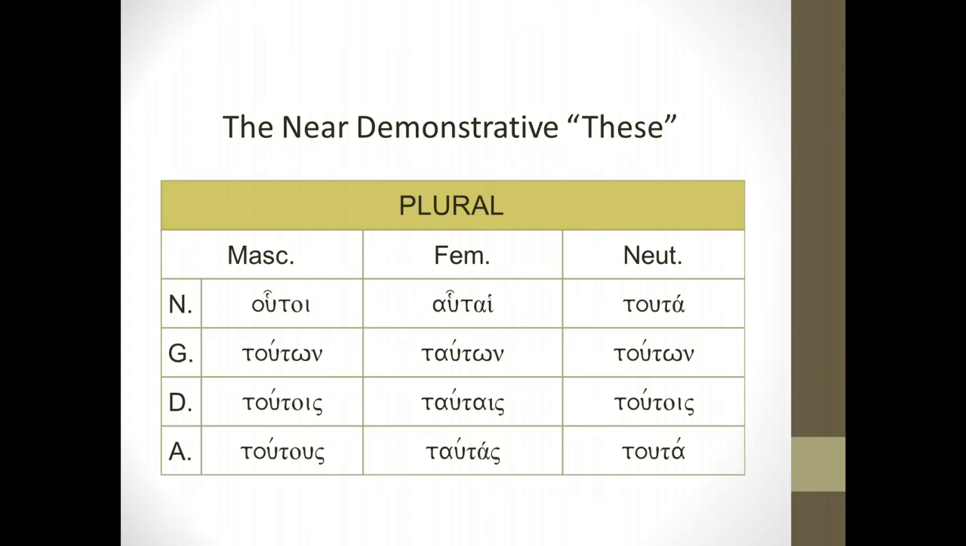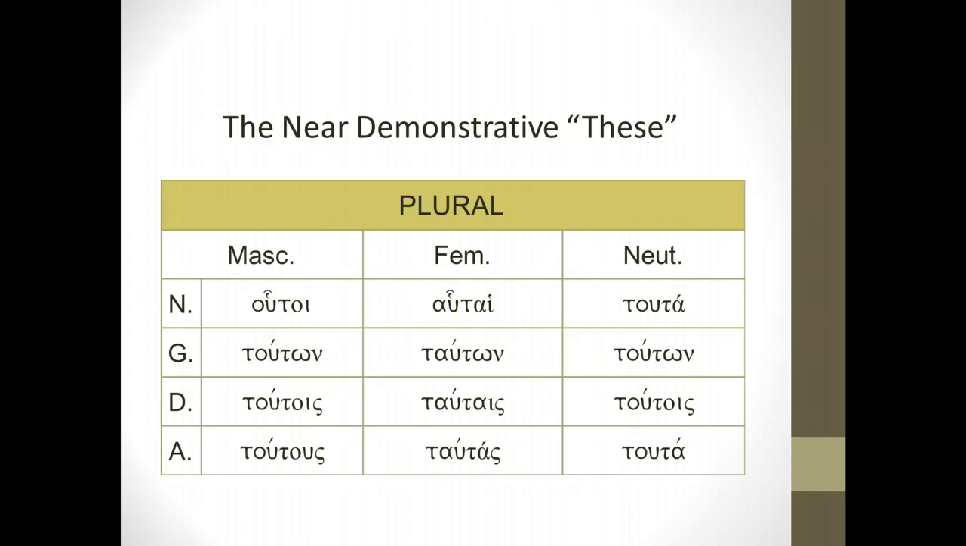So we have houtoi, hautai, and tauta. And then right along after that, toutōn, toutōn, toutōn, toutois, tautais, toutois, toutous, tautas, and tauta. So even though you have some new things to learn here, the good news is if you've committed your definite articles and your noun endings to memory, then you already know all of these. You just have to add at the beginning the little addition of the tau or the tau.